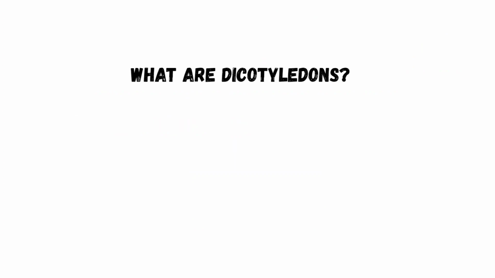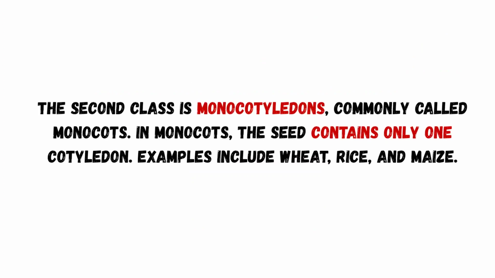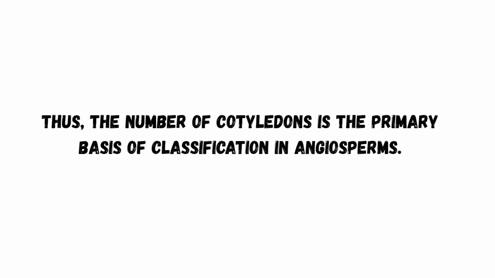What are dicotyledons? Dicotyledons are flowering plants whose seeds contain two cotyledons, which is two seed leaves. Di means two. The second class is monocotyledons. Mono means one, commonly called monocots. In monocots, the seed contains only one cotyledon. Examples include wheat, rice, and maize. Thus, the number of cotyledons is the primary basis of classification in angiosperms.